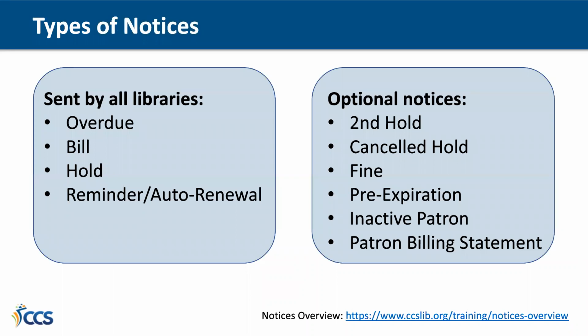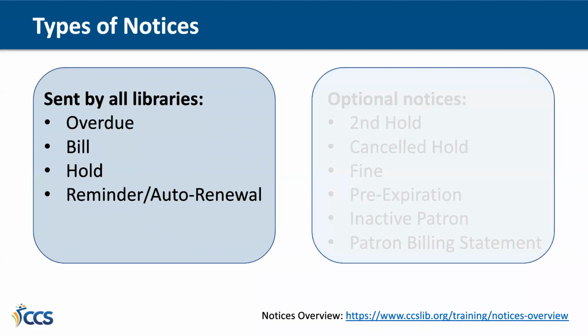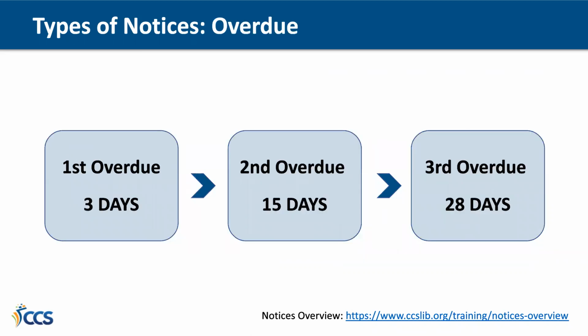We've got 4 types of notices that all libraries send out and 6 types that are optional. We will start with the notice types sent by all libraries. Some of these notice types and details will be very familiar to you. Other stuff might be new. So we're going to start with our overdue notices.